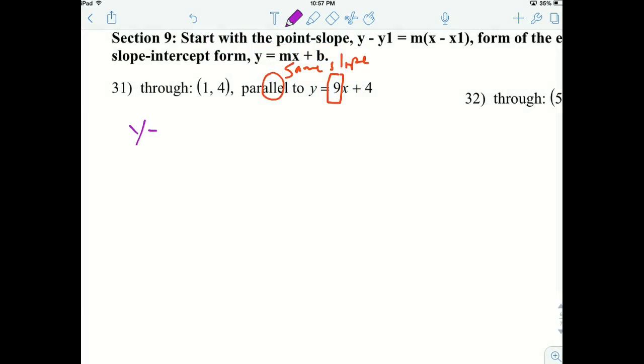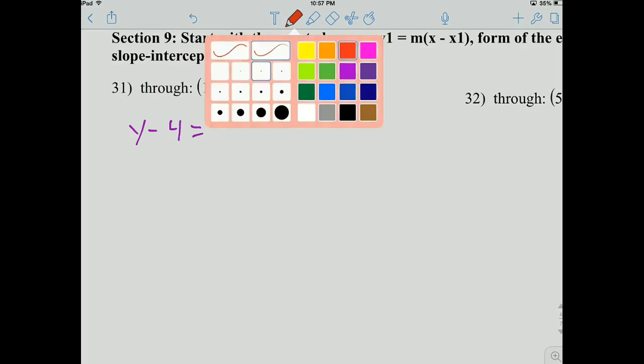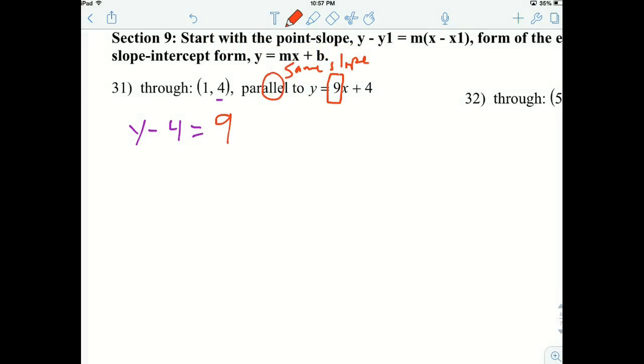We have y minus our y1, which is 4, equals our slope of 9, which we got from our parallel line, times x minus our x1, which is the 1. If we want to convert this now to slope-intercept form, we're going to clean up this side by distributing our 9 to get 9 times x, and then we have 9 times -1 is -9. We'll copy that down to the next row.